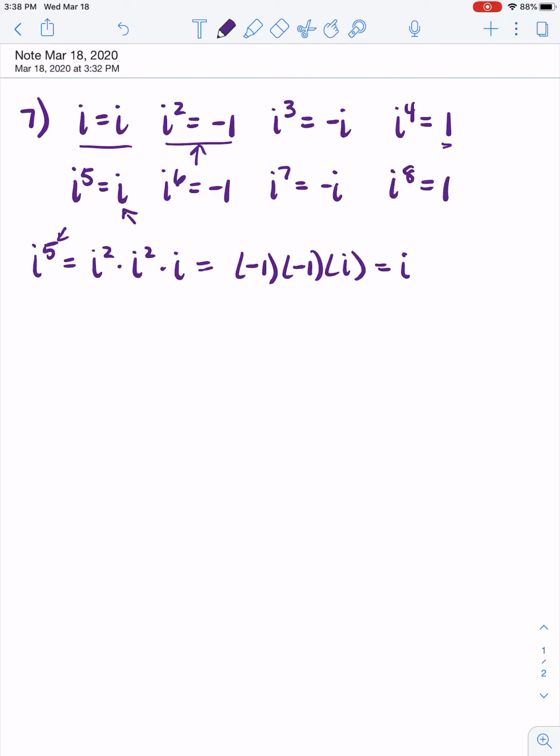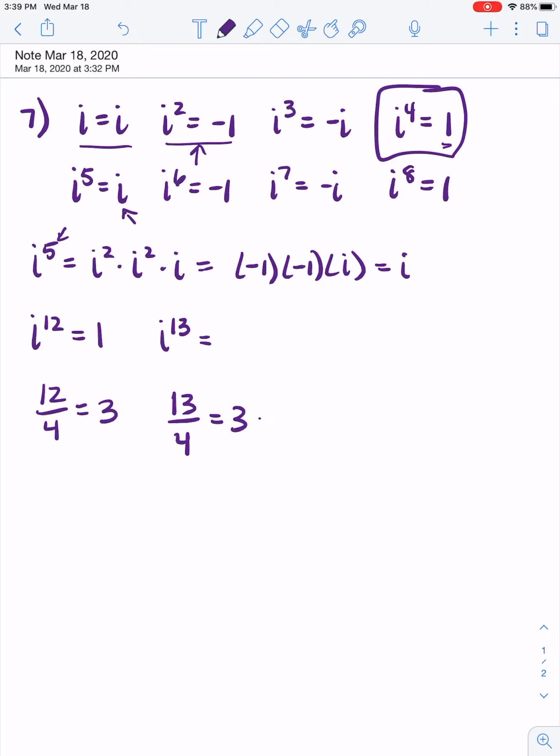For example, if I wanted to find i to the 12th, I know that every 4th it's going to repeat. If we look at how many 4s go into 12, 12 divided by 4 is 3, so it goes in evenly with no remainder. Since it goes in evenly, it's i to the 4th, which is 1. If I have i to the 13th, 13 divided by 4 is 3 remainder 1. Since the remainder is 1, it's going to be to the 1st power, so that is equal to i.